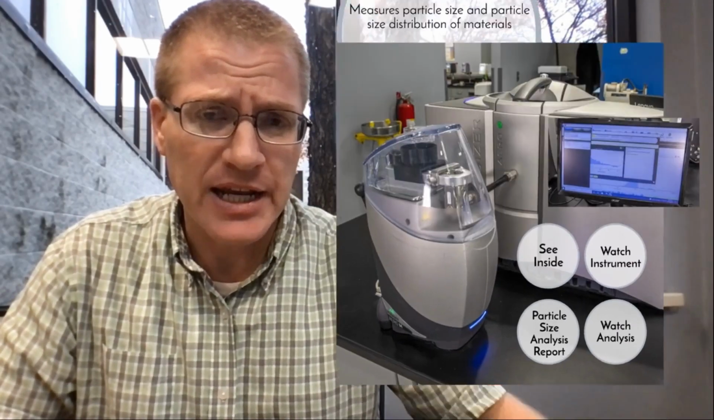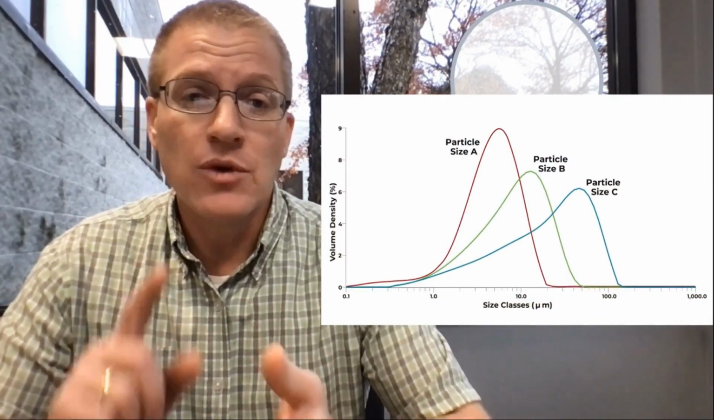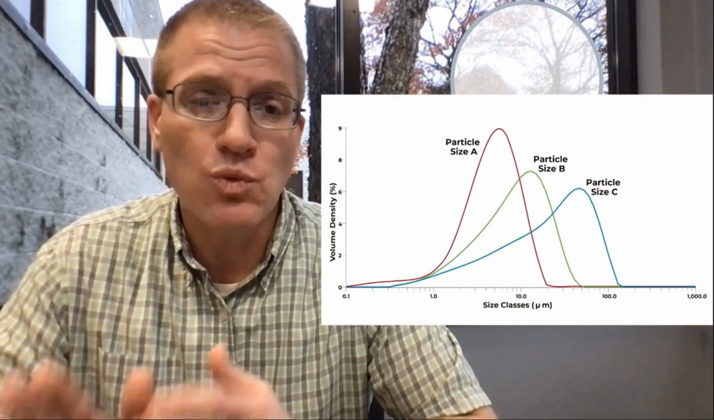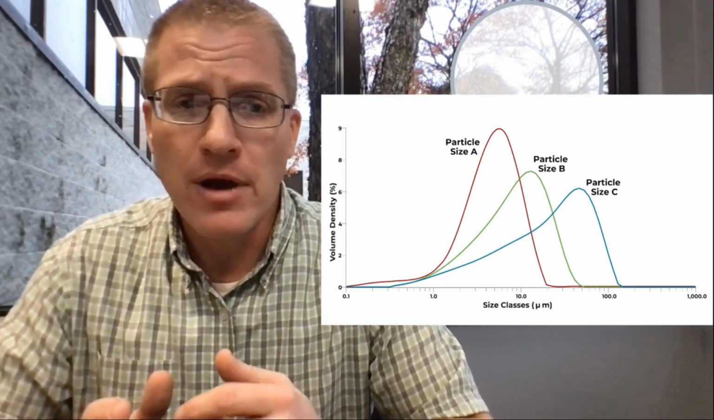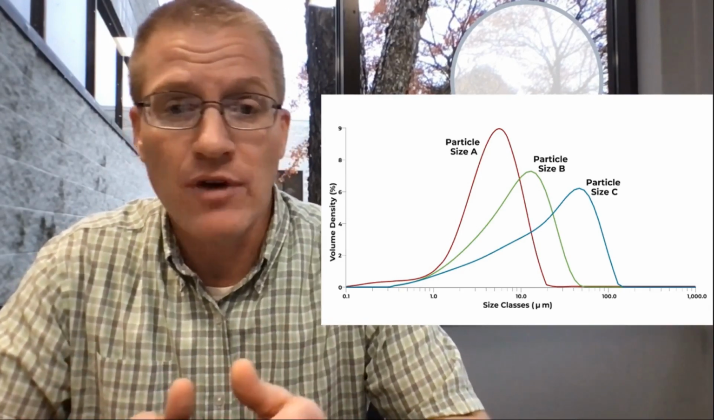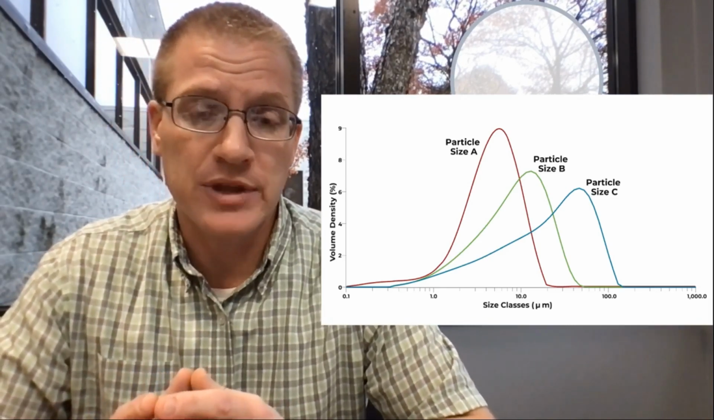And what we end up getting is a report of the particle size distribution. So you see here we have particle size A, particle size B, particle size C. Each one of these is a different, what's called mesh size or different average particle size. And then on either side of it, you have a little bit larger and a little bit smaller particle sizes associated with that.